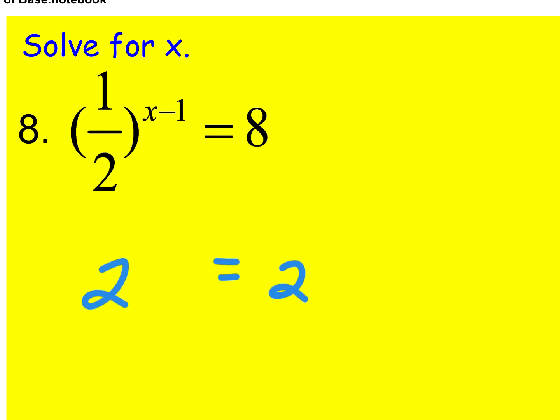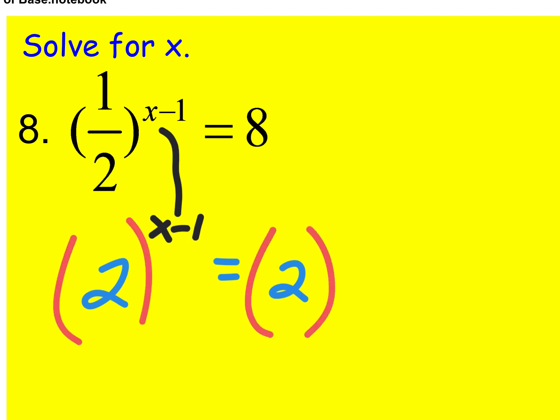I think this was easy enough that you could have caught that. Then you had to remember to bring down this little x minus 1. Then you had to remember that this really isn't 2. It's 2 to a power. 2 to the negative 1 makes 1/2. And 2 to the third makes 8.